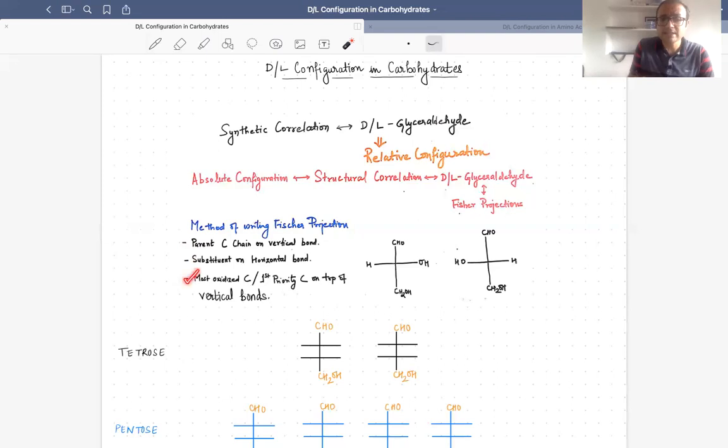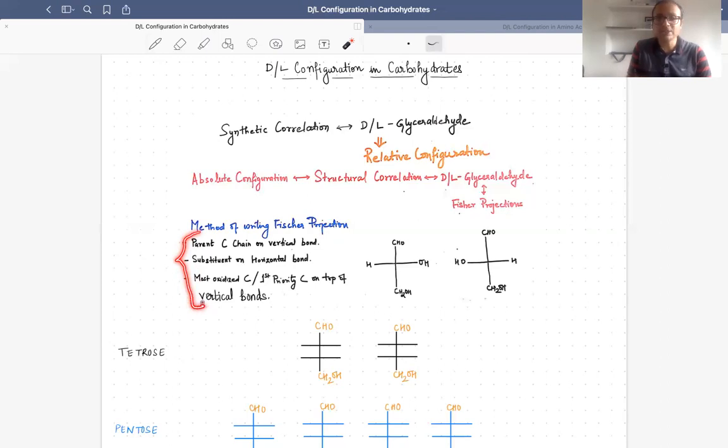The third point is how you should arrange the parent carbon chain. When you write it on the vertical bond, the first priority carbon should be written on the top of the vertical bond. Or some of the textbooks say the most oxidized carbon should be written on the top, and the rest of the carbon chain is under it. Okay, so these three key points you should understand in order to write the correct D and L configuration.